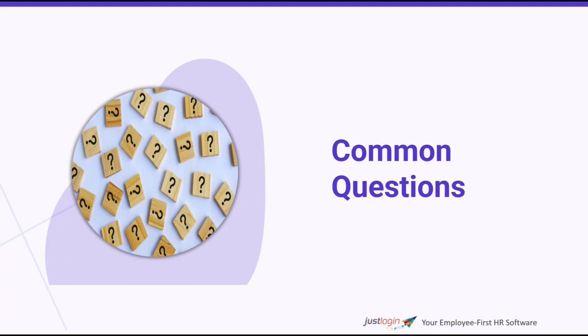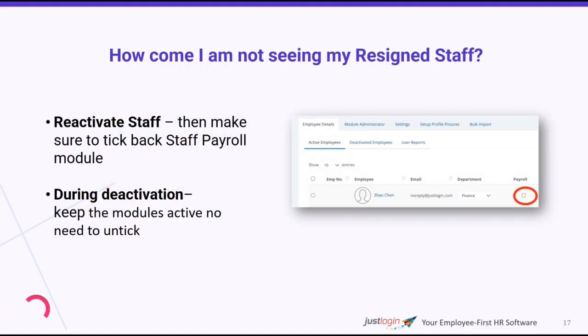So some common questions that we receive. Some of you might ask, why are you not seeing your resigned staff? If you are not seeing them, then just make sure to reactivate the staff, make sure that the payroll option has been ticked. Then you should be able to process for your resigned staff. During deactivation, just keep the modules active, so you don't need to untick it when you are deactivating employees.